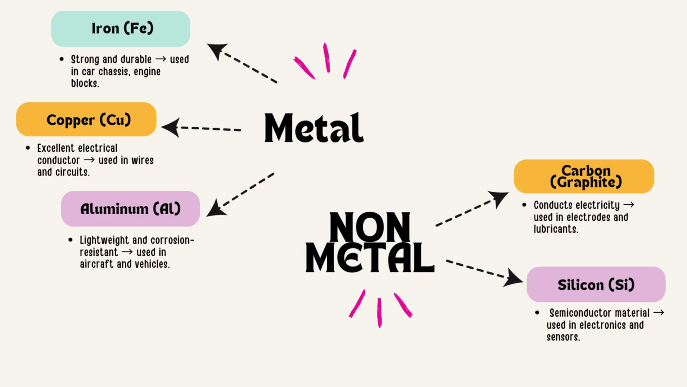Let's look at some examples and applications of metals and non-metals. Metals like iron, copper, and aluminum are widely used in industries. Iron is strong and is used to make car chassis and engine parts. Copper is a good conductor, so it's used for electrical wiring. Aluminum is light and strong, which makes it perfect for aircraft and vehicle parts. For non-metals, carbon in the form of graphite is used in lubricants and electrodes because it conducts electricity. Silicon is another important non-metal used in semiconductors and sensors. These examples show how understanding the structure and properties helps us choose the right material for each job.